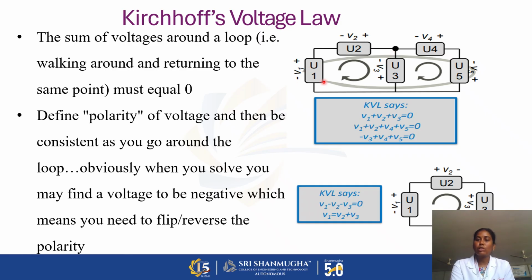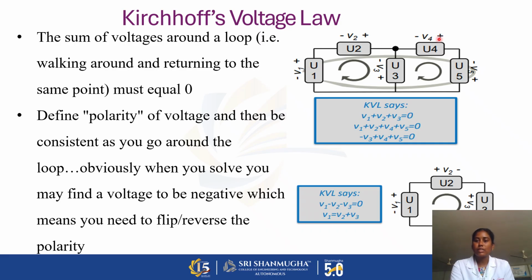In the first loop, we have U1, U2, U3. There are three components present. The voltage drop across U1 is V1, across U2 is V2, and across U3 is V3. So these are the respective voltage drops across the elements. According to KVL, around the closed loop the sum of voltages is equal to 0. So V1 plus V2 plus V3 equal to 0.